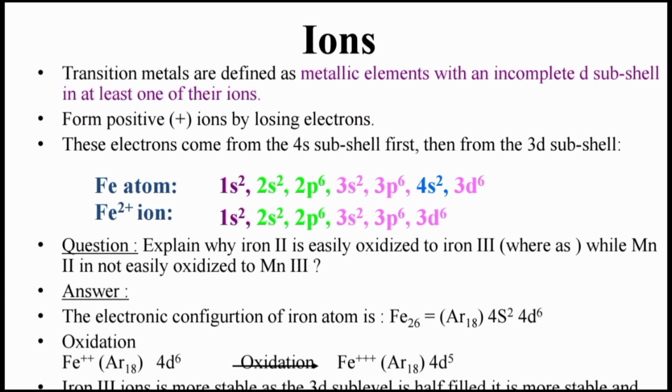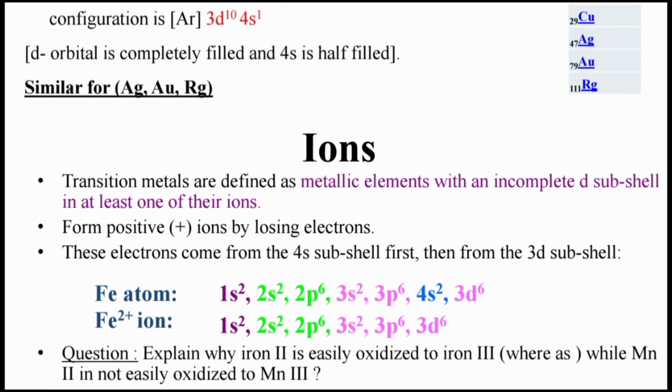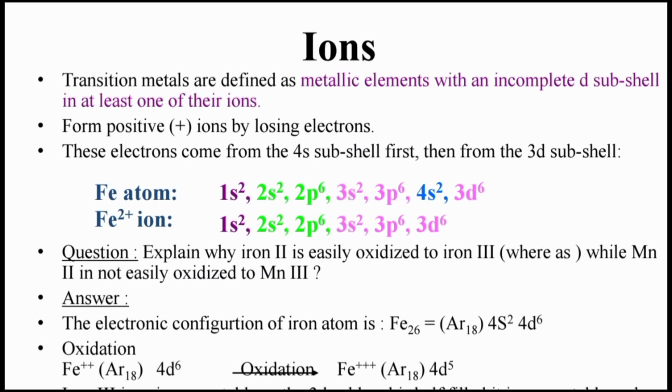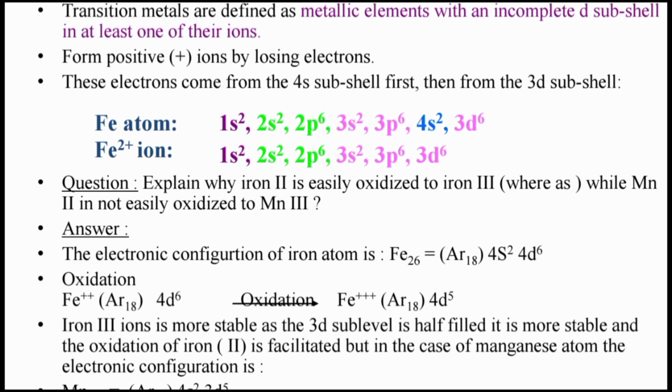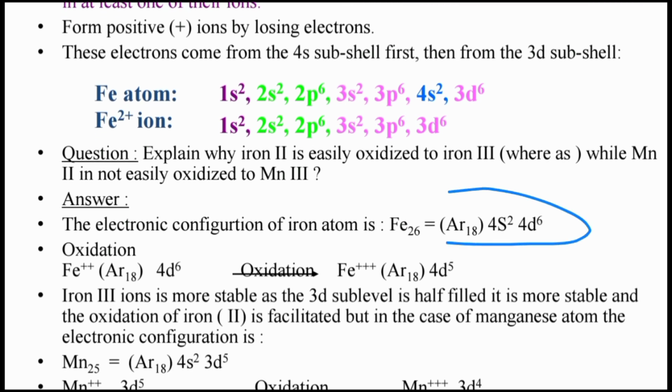Ions: transition metals are defined as metallic elements with an incomplete d-subshell in at least one of their ions. They form positive ions by losing electrons. You can see here, iron loses 2 electrons. Here we explain why iron(II) is easily oxidized to iron(III) while manganese(II) is not easily oxidized to manganese(III). Here's the answer. The electronic configuration of iron is 4s2 3d6.